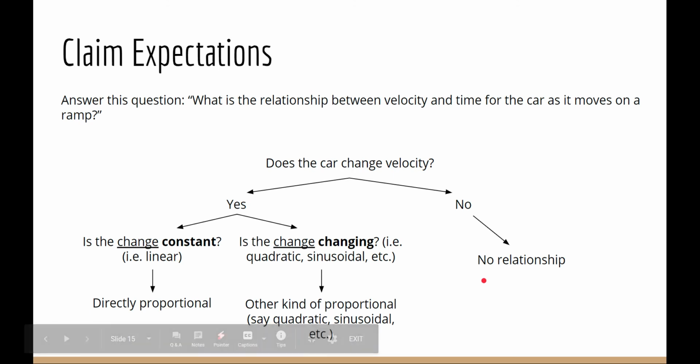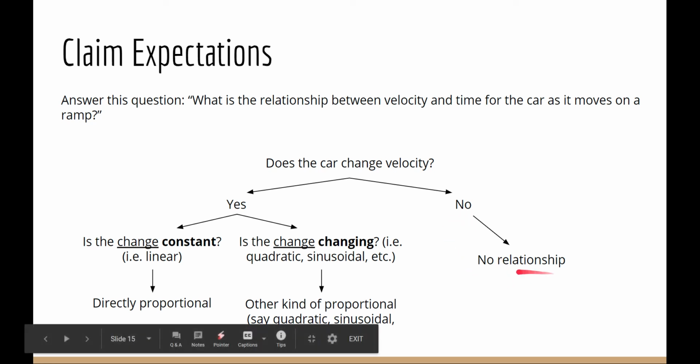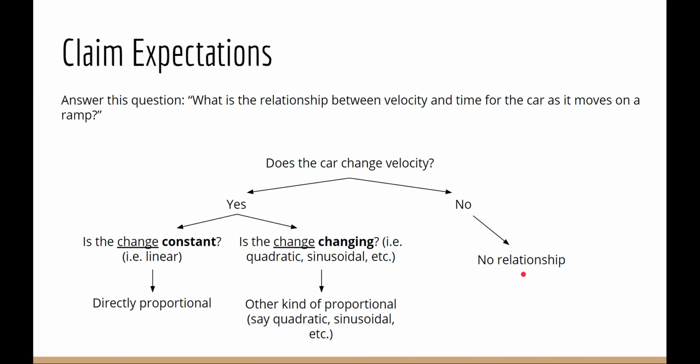As you write your CER statement at the end, we're just going to go through each of the parts. For the claim, you want to answer the question, what is the relationship between velocity and time for the car as it moves on a ramp? You can use this flowchart. Does the car change its velocity? If the answer is no, that means there's no relationship. As time goes on, if the velocity never changes, then there's just not a relationship.